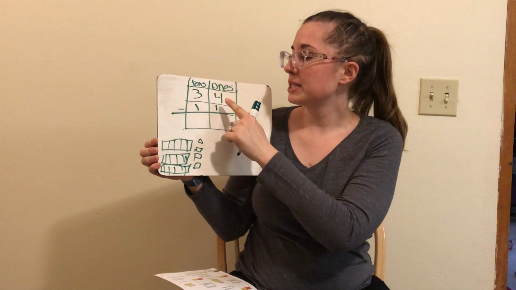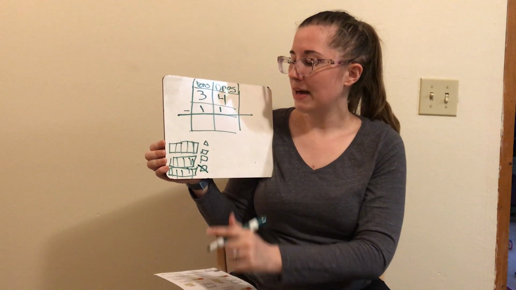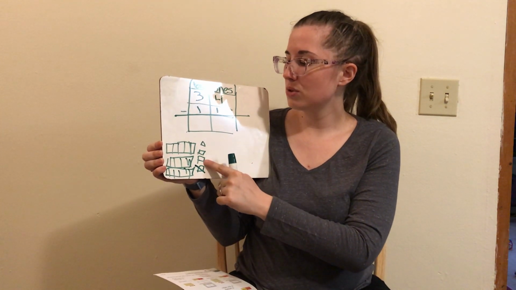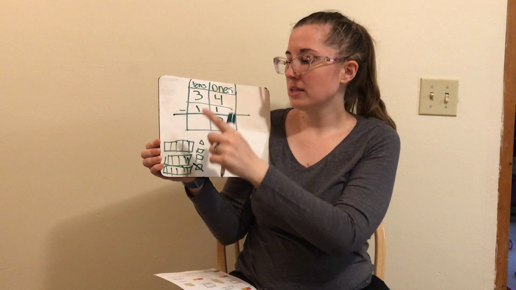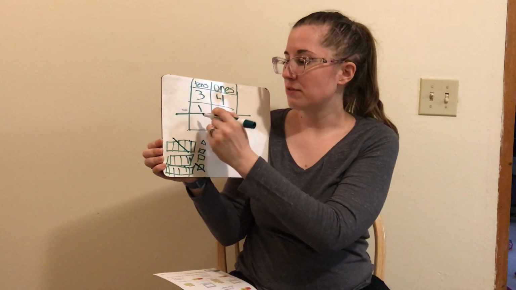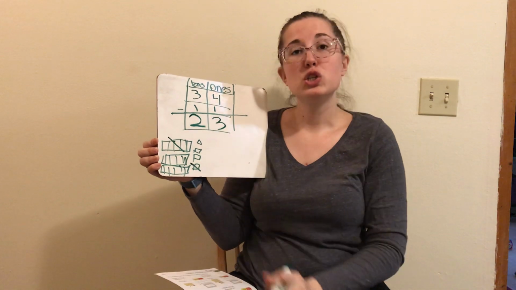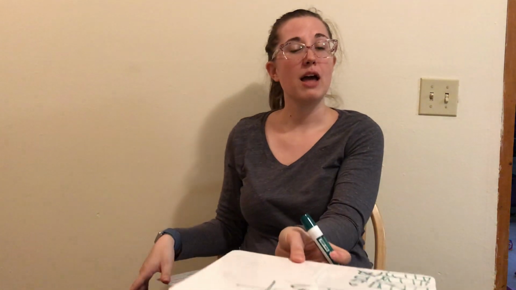So 4 subtract 1, so there's 1, 2, 3, 4. Cross 1 off. How many are left? 1, 2, 3. 3 minus 1. 1, 2, 3. Minus 1. There's 1, 2 left. So my answer would be 23. So you continue doing that for the rest of the problems.